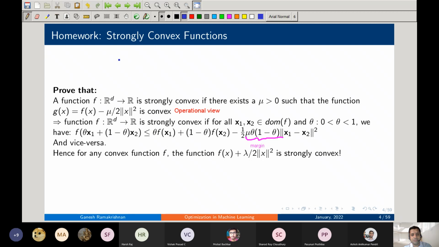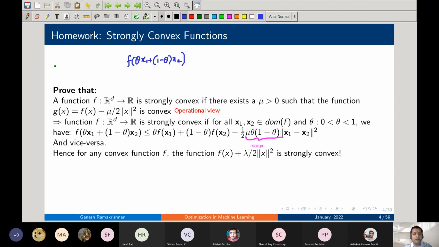Let me write down this expression. If g of x is indeed convex, then f of theta x1 plus 1 minus theta x2, by virtue of the convexity of g, I expand it in terms of f. What would I get? Is less than or equal to, now I'll have some additional expressions, plus expressions involving mu by 2 norm x square, right?